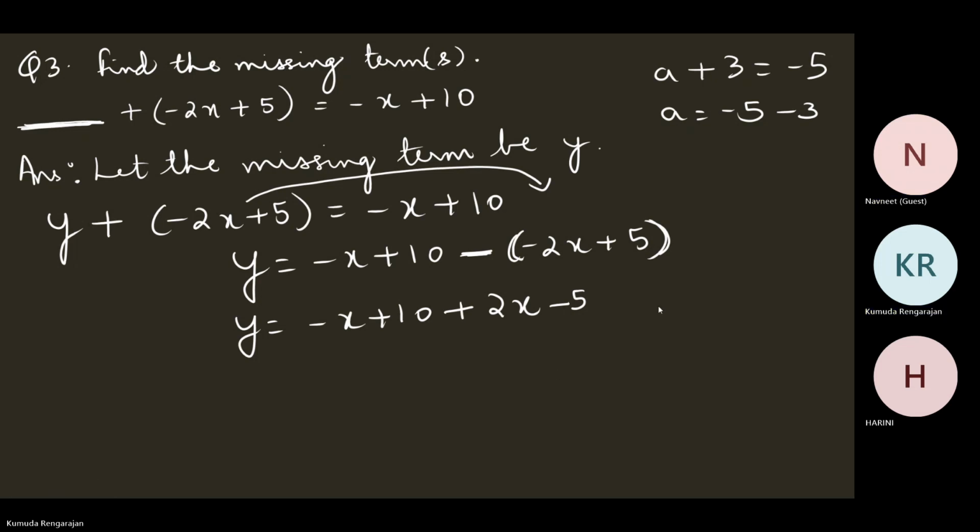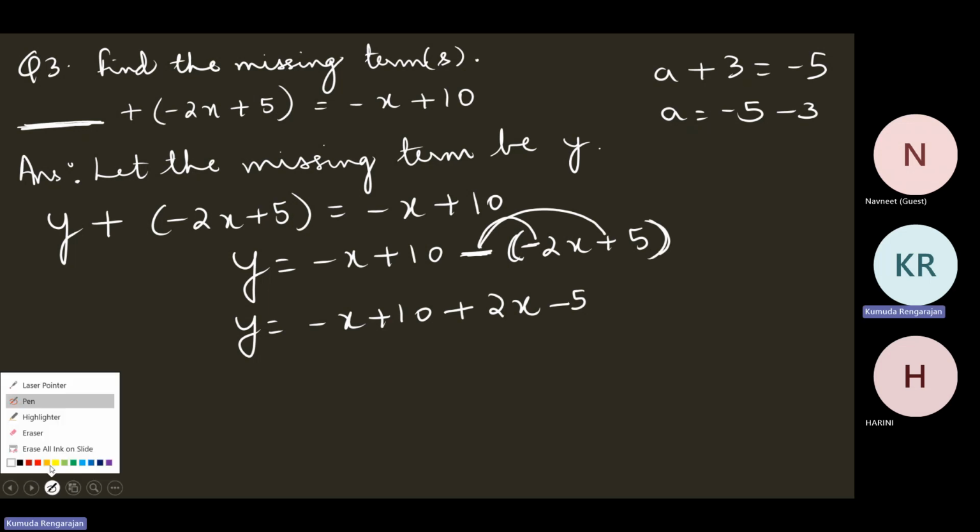Yes, ma'am. So same rule. In order to open the bracket, you need to multiply the minus sign outside with every term inside the bracket. So minus into minus plus 2x. Once you do that, you should remove the bracket. You should not put the bracket. Minus into minus plus 2x, and then minus into plus minus 5.